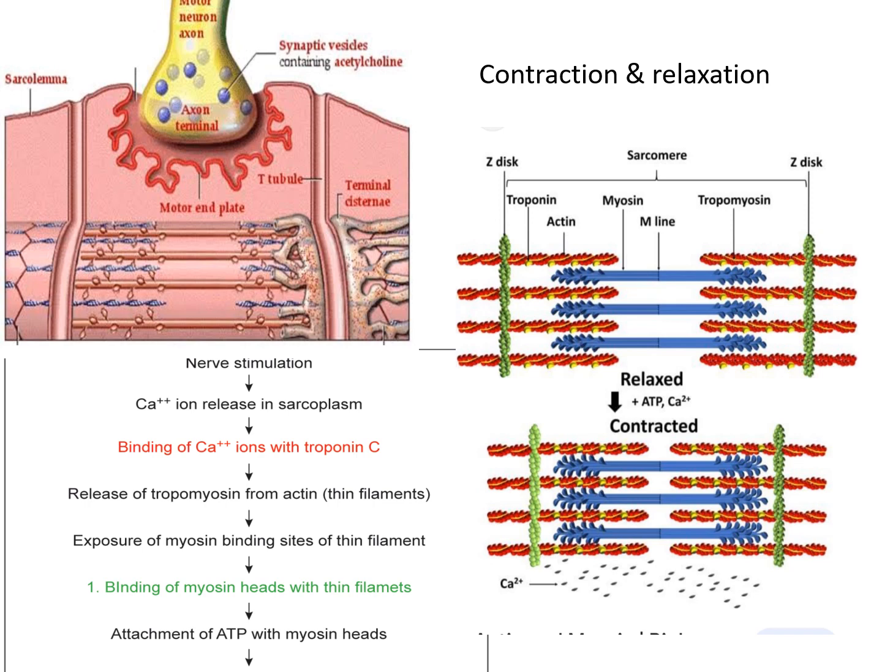Again we know that the myosin head has two sites, one site is for ATP and the other site is for actin attachment. So the myosin binds with the sites of the actin filament. After binding of the myosin head with the thin filament, there is attachment of ATP with the myosin head, and this will cause contraction of the muscle.